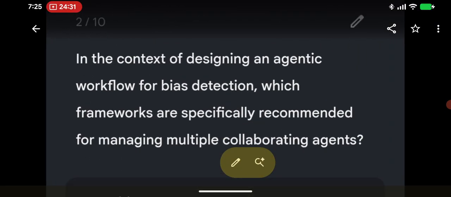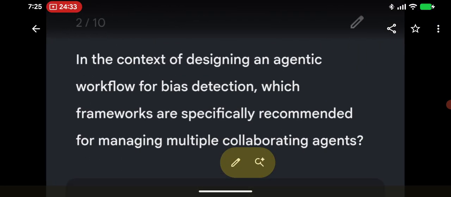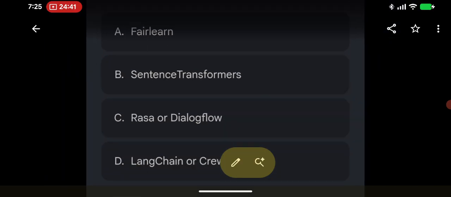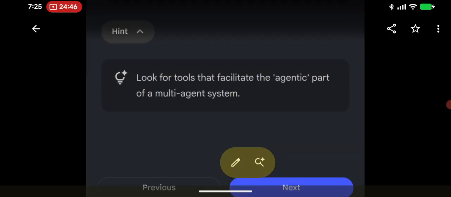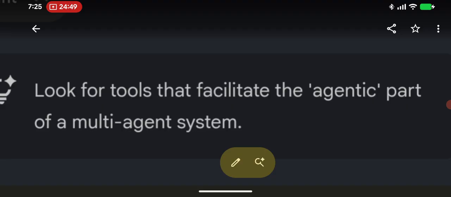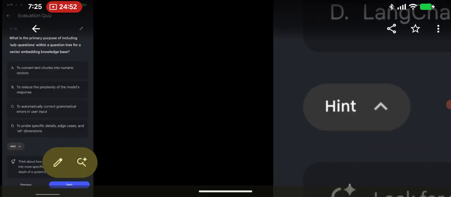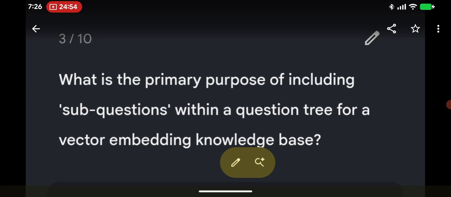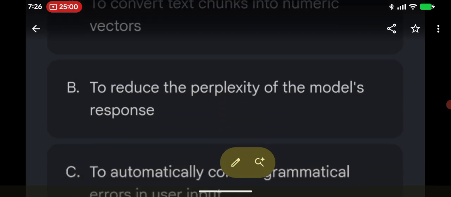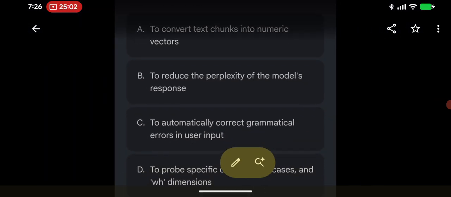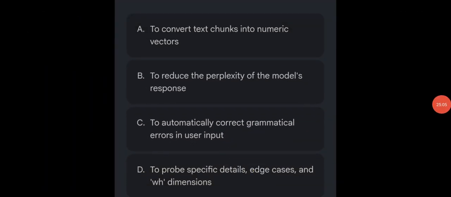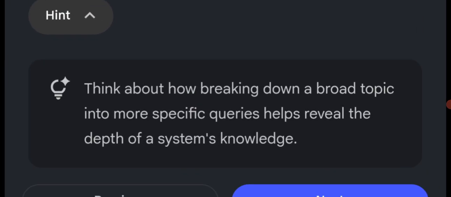Next question. In the context of designing an agentic workflow for bias detection, which frameworks are specifically recommended for managing multiple collaborating agents? So here is the option and here is the hint for finding the right answer. Next question. What is the primary purpose of including sub-questions within a question tree for a vector embedding knowledge base? Here are the options, and here is the hint.